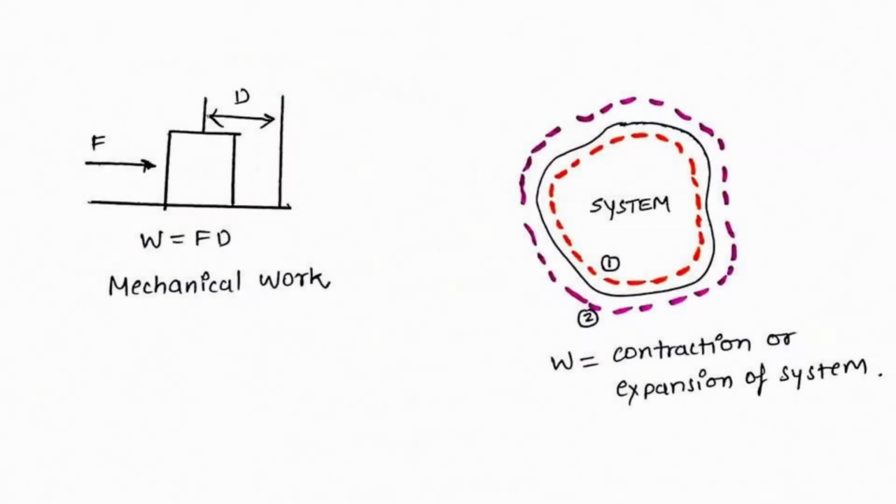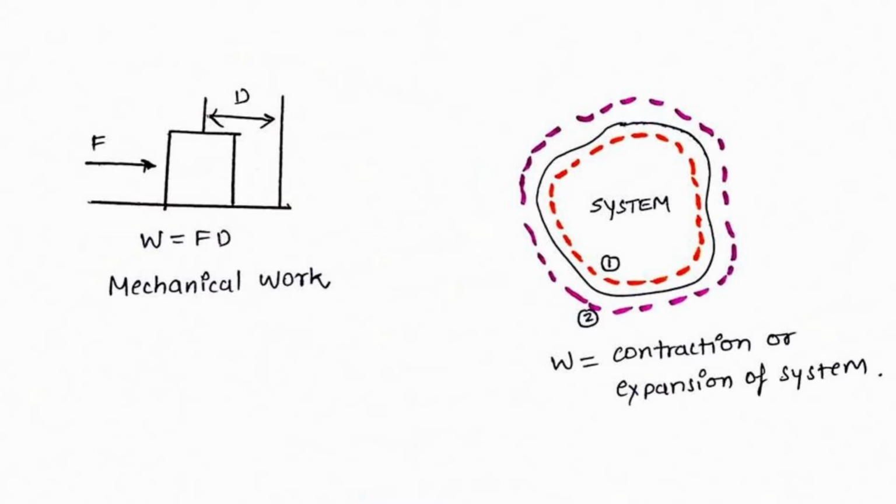Now let's understand the concept of work transfer. When we hear the word work, the very basic definition that comes to mind is force into displacement. But that is basically the definition of mechanical work, in which an object is displaced from one position to another with a working force, and the work is given by W is equal to F into D, where D is the displacement. This is what mechanical work is.